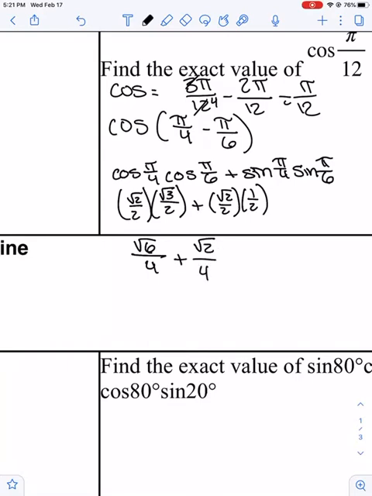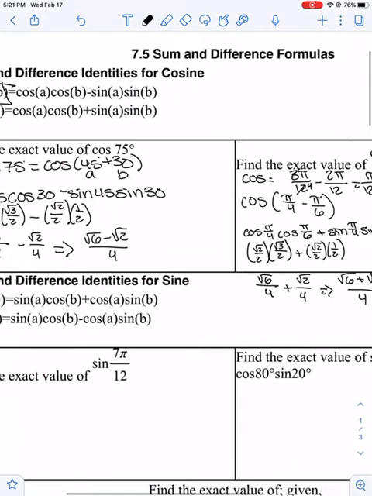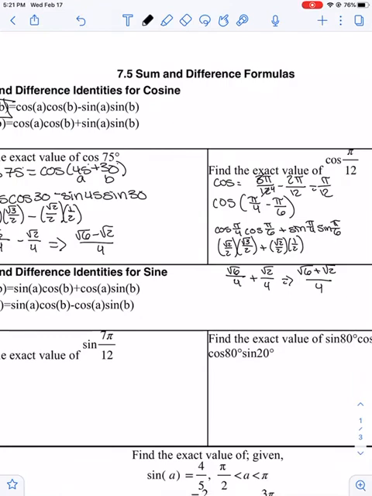So this would be root 6 over 4 plus root 2 over 4. They already have a common denominator, so bring them together. That's root 6 plus root 2 over 4. And that's our final answer on that one.